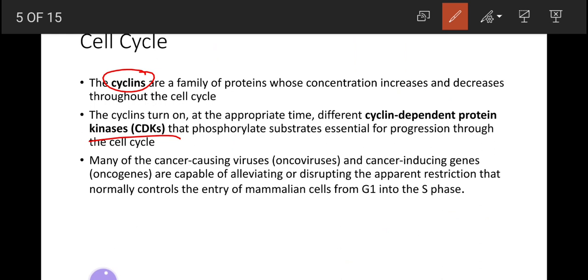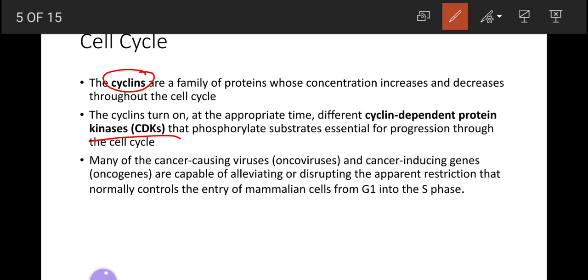Cyclins are a family of proteins whose concentration increases and decreases throughout the cell cycle, and these cyclins turn on, at appropriate times, different CDKs, cyclin dependent protein kinases. As the name shows, these kinases phosphorylate the substrates essential for progression through the cell cycle.